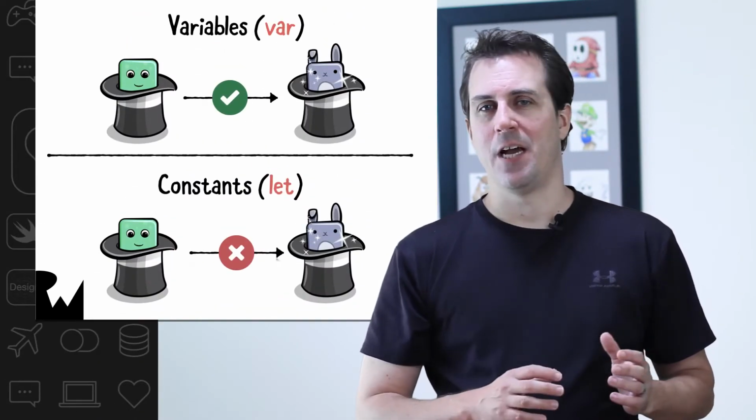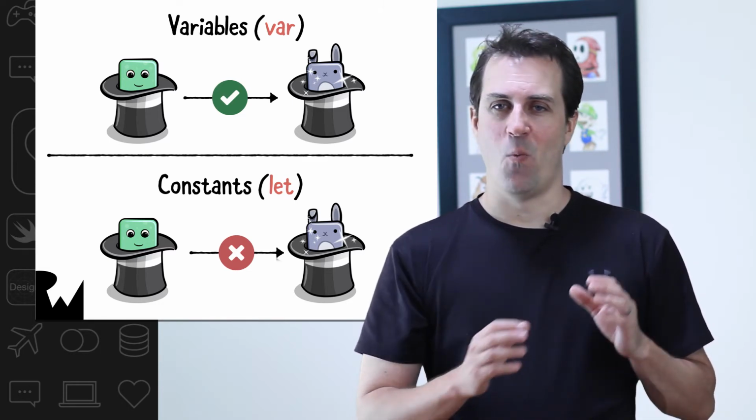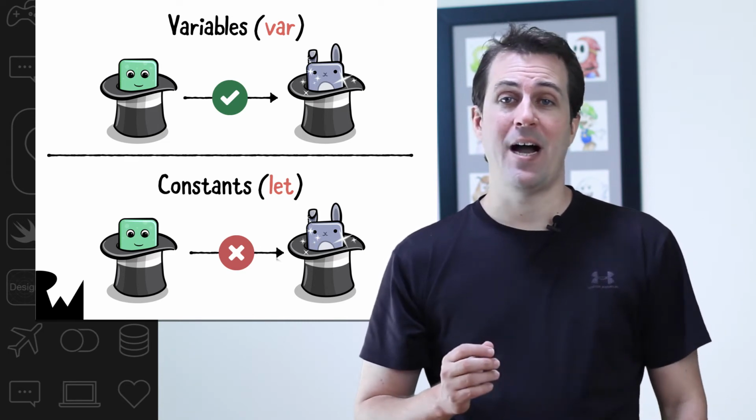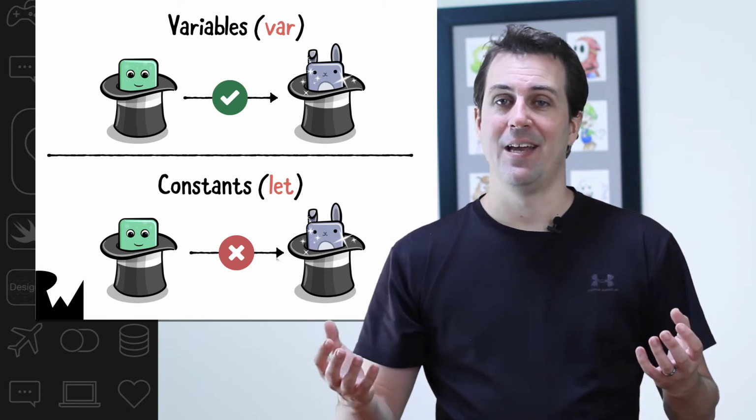It turns out that Swift makes a distinction between variables and constants. As we discussed in the previous section, you can change the value of a variable at any time. But with a constant, once you set it, you can never change it again. If you try, the Swift compiler will give you an error. The keyword var creates a variable, and the keyword let creates a constant.